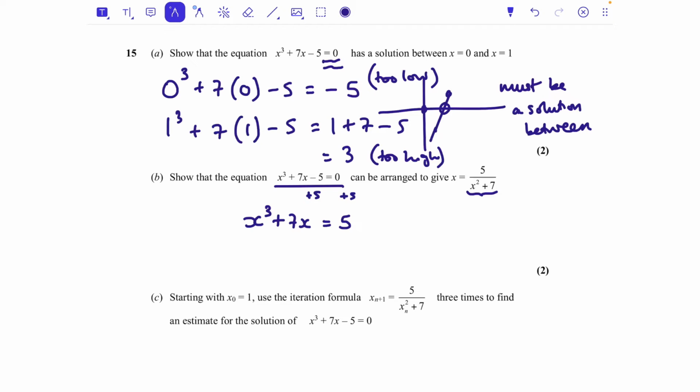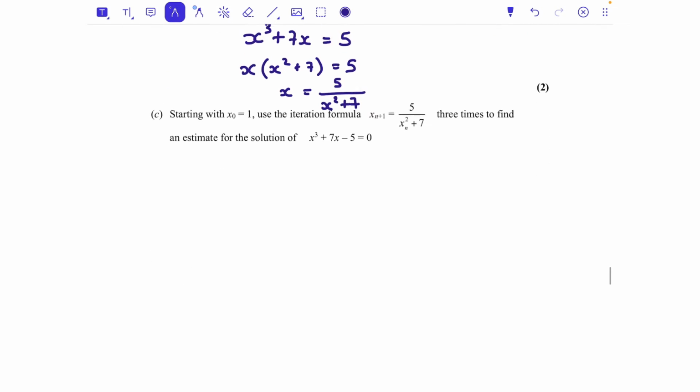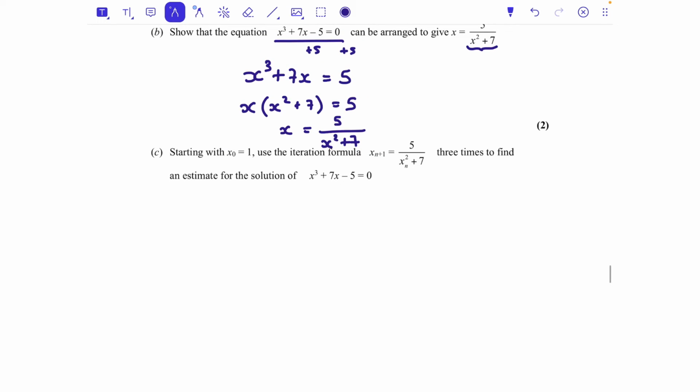And now I want to divide by a bracket and I want to be left with x on this side. So actually if we factorise this left-hand side, then I've got a bracket, x squared add 7, which I can divide by. So x equals 5 over x squared add 7. That's that one. And then starting with x naught equals 1, use the iteration formula xn add 1 equals 5 over x squared add 7 3 times to find an estimate for the solution.